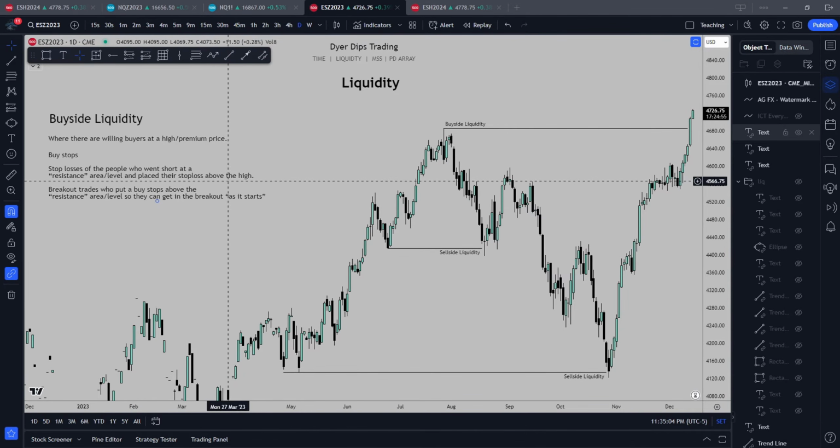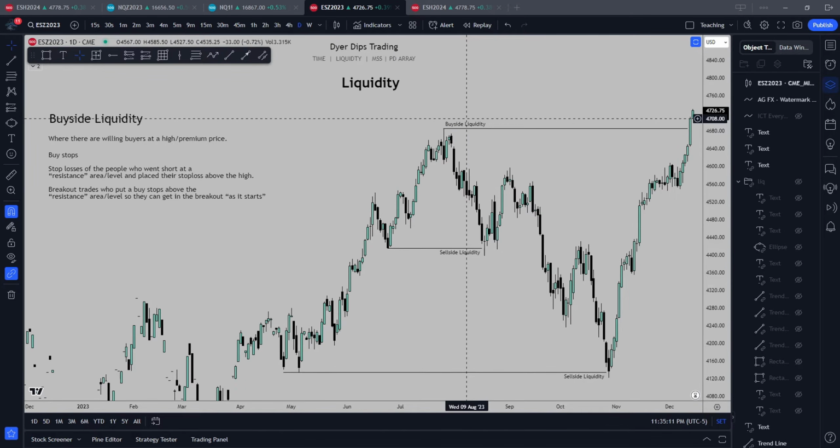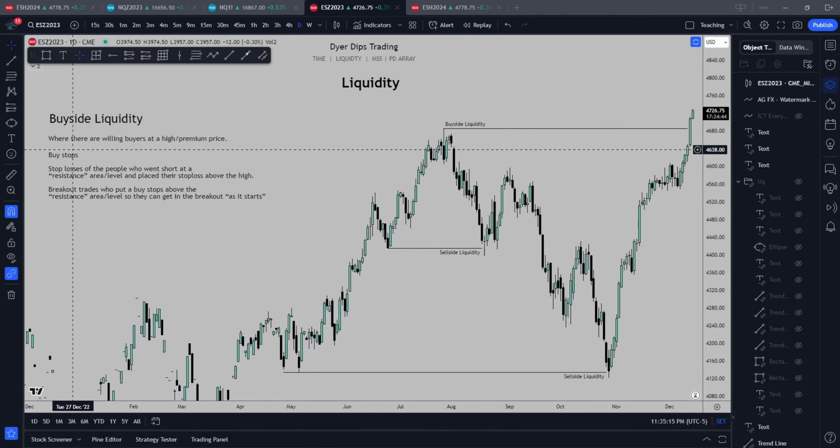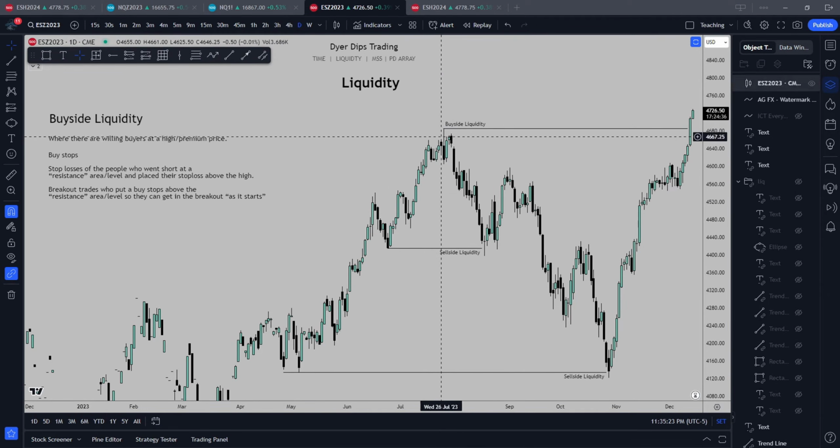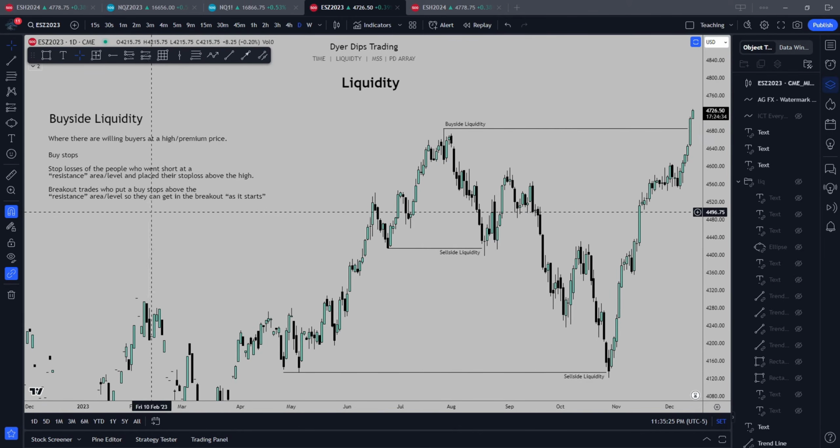These people are going to have stop losses above places that are seen to be resistance, which means there are resting orders there in the form of buy stops, because they went short at resistance. There are also going to be breakout traders who put buy stops above this resistance, or so-called resistance area, so they can get their breakout as it starts.